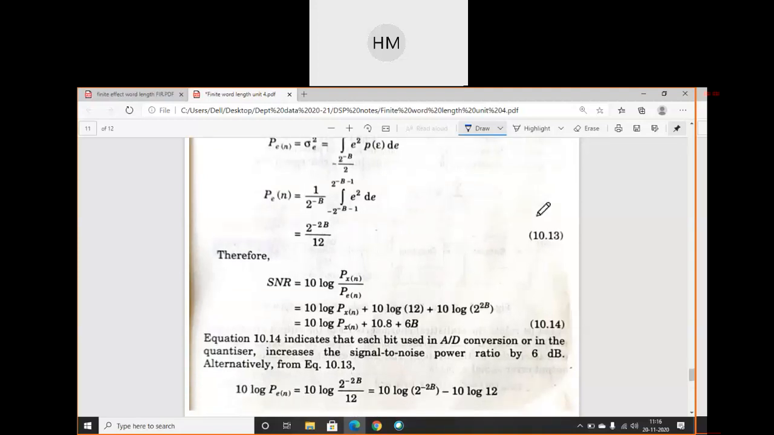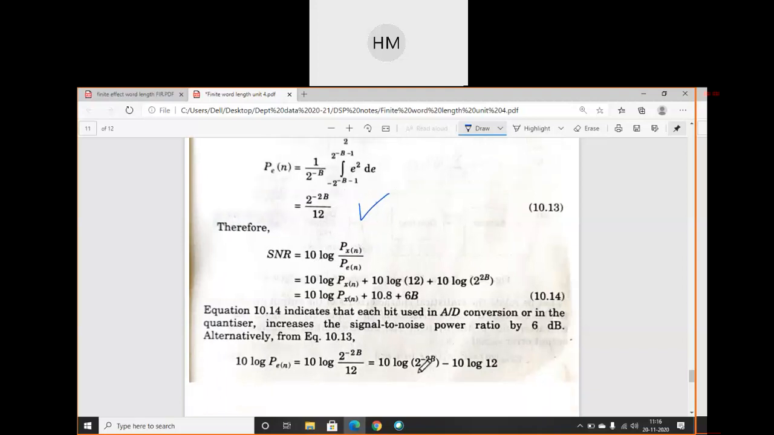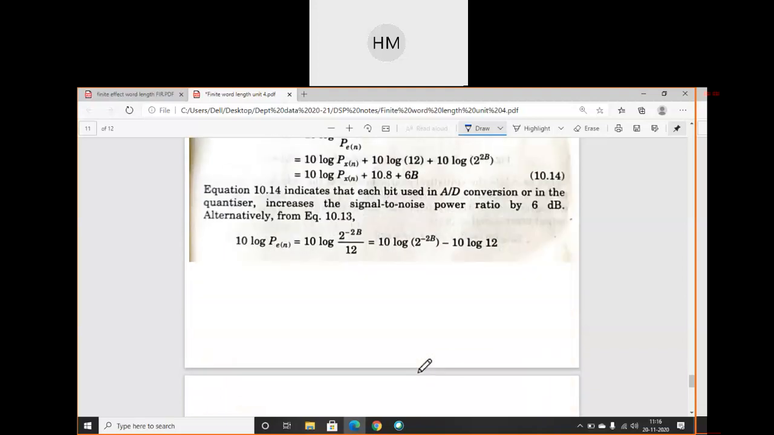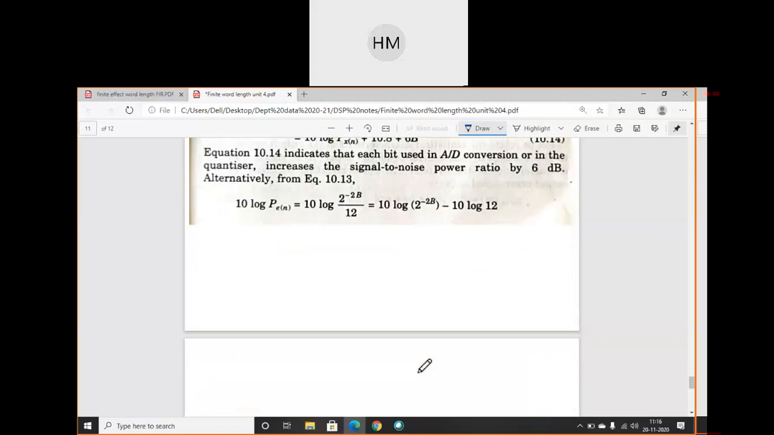And very important, this equation, SNR equals 10 log Px of n plus 10.8 plus 6b, which indicates that each bit used in A to D conversion or in the quantizer increases the signal to noise power ratio by 6 dB. Alternatively, the equation can be written as this equation. PE of n जो है 10 log PE of n यहाँ find करना है हमें, which is given by this, and it could be written minus 10 log 12. Finished writing this equation?